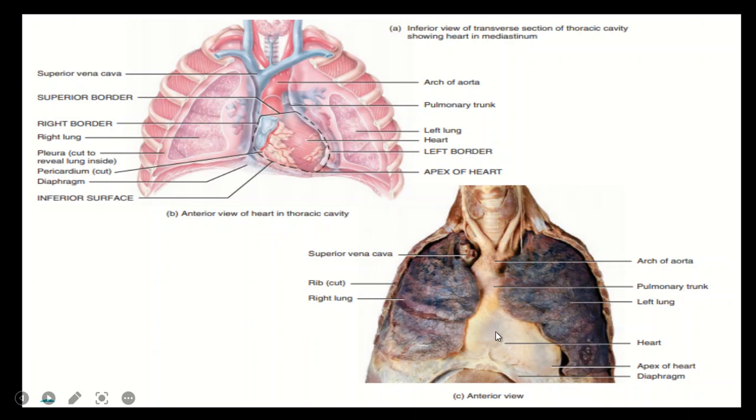So ito yung another anterior view of the heart. So ito dito yung heart. This is the thoracic cavity pala. Anterior view of the thoracic cavity. So dito ang heart, dito yung diaphragm. Ito yung right lung, ito yung left lung, dito yung arc of the aorta, dito yung pulmonary trunk, ito yung superior vena cava.